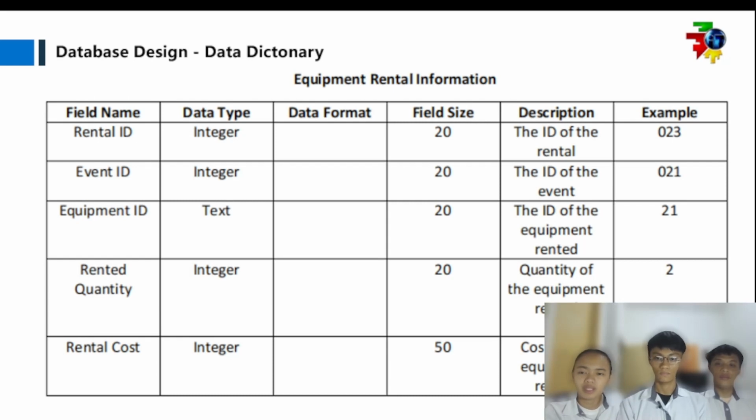For equipment rental information, we have the rental ID and the event ID have both data type of integer and a field size of 20. For the equipment ID, we have the data type of text and a field size of 20. For the rented quantity, we have a data type of integer and a field size of 20. For the rental cost, we have a data type of integer and a field size of 50.